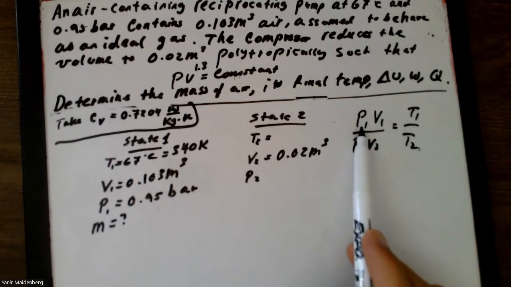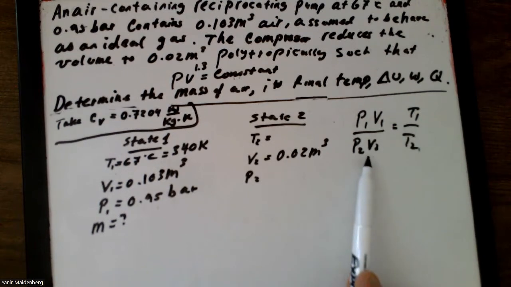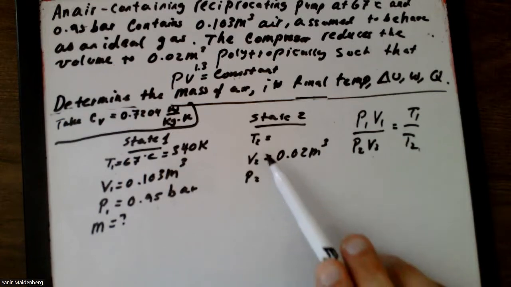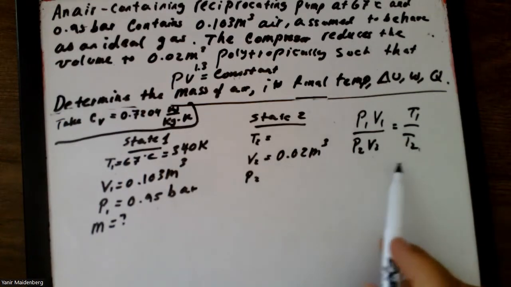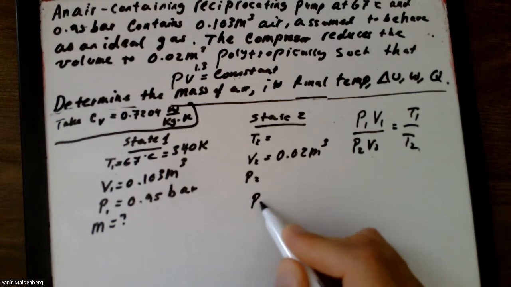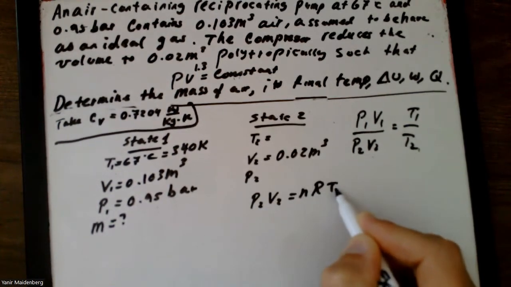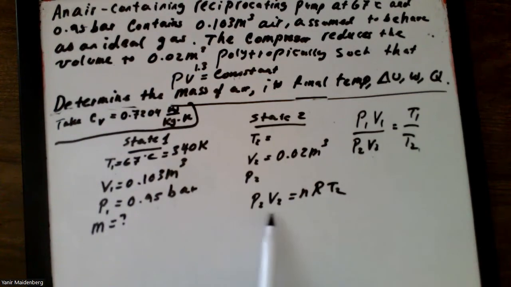We have everything for state number 1, but for state number 2, we only have V2. So we don't have P2 to get T2. So we need to get P2 to get to T2. So that's one way of going about this. The other way of trying to get the pressure and the temperature here is by just applying the ideal gas law for state 2. Again, we don't have the pressure, we don't have the temperature, we also don't have the moles or the mass. So there are 2 ways of going about this.